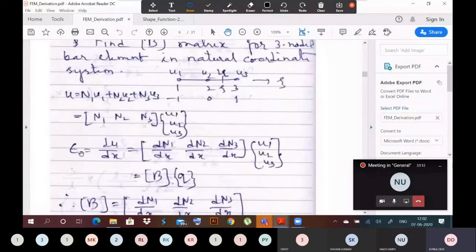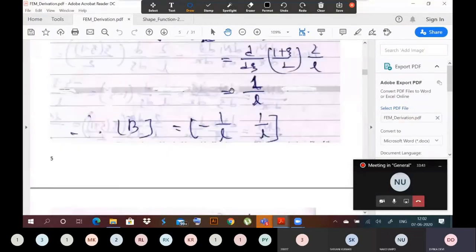Q is constant. Q is the nodal displacement vector for a given element, for a given problem. So B is varying within the element depending on the value of xi. Therefore, within an element, the strain will vary linearly for a 3-noded bar element. But for a 2-noded bar element, what we have seen, B is constant. And what was strain? Epsilon is equal to B into Q. So B is constant, Q is a nodal displacement, it is constant. That means epsilon is constant throughout the element.